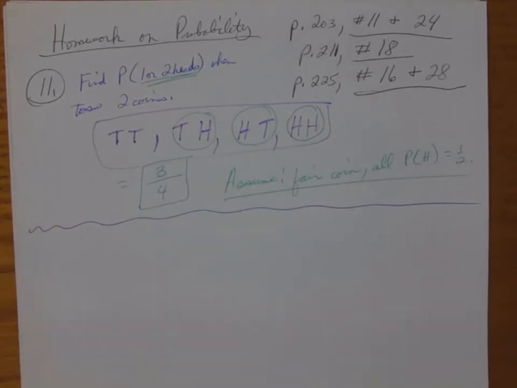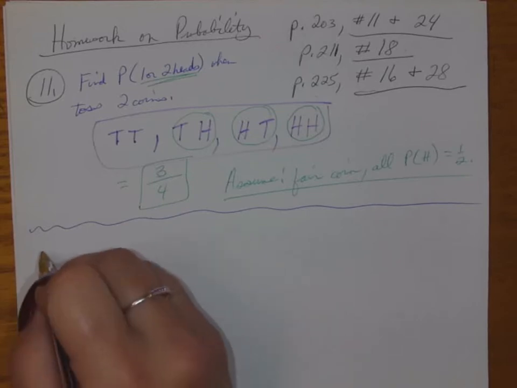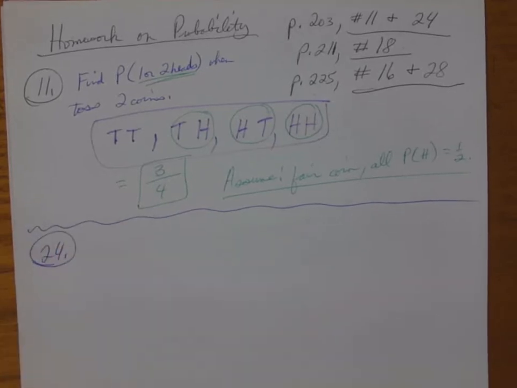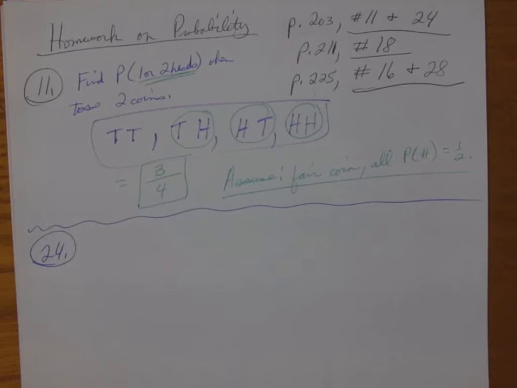All right, moving on. Number 24, new set of instructions. This set of instructions says, exercises 23 through 30 involve complementary events. In each exercise, find the probability of the given event. State any assumptions that you use.